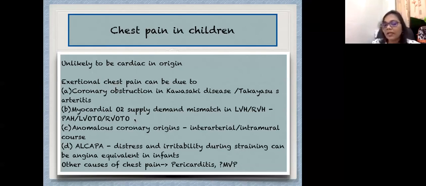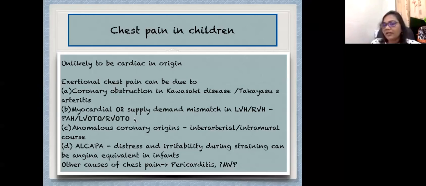The third anomaly that you should rule out is an abnormal origin of the coronary artery, more commonly an interarterial course, where the anomalous coronary artery courses between the aorta and pulmonary artery, where it gets compressed between the two. Or sometimes there is what is called the intramural course, where the origin is within the tissues and it is stretched and angulated, and that can cause symptoms during exertion. And you are all well versed with ALCAPA, which is anomalous origin of the left coronary artery from the pulmonary artery. These babies can present with angina equivalents.